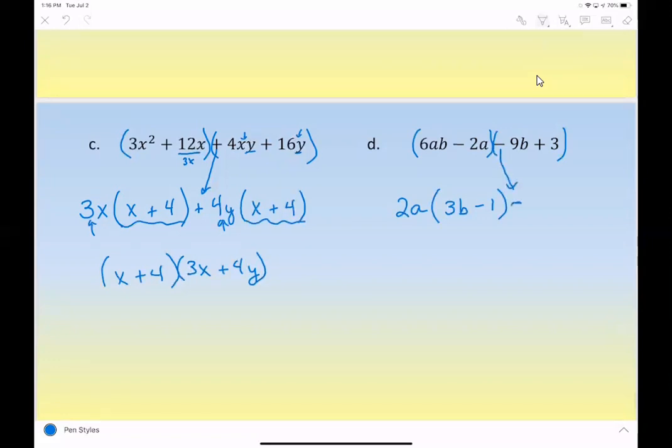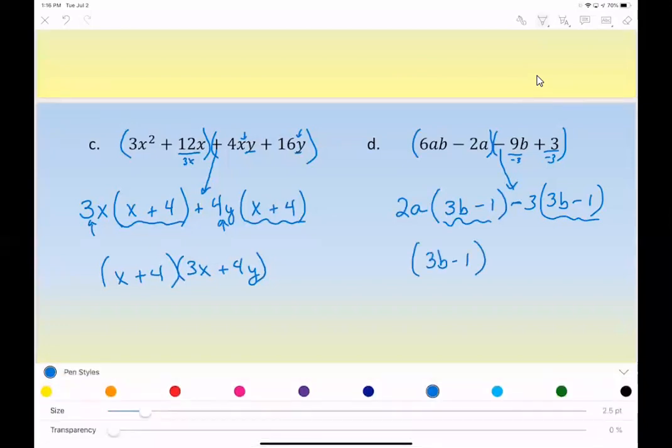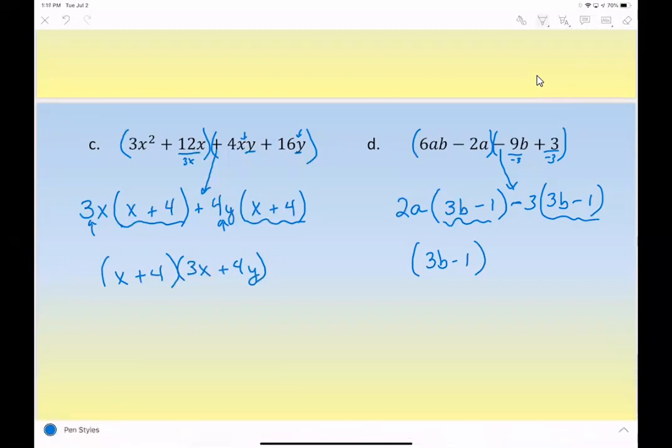And it looks like 3 is the common factor, so we're going to have a negative 3. I'm going to put a parentheses, and then I'm going to divide. And I'll write it under here so you can see negative 9b divided by negative 3 will be a positive 3b. And then 3 divided by negative 3 will be a negative 1. These match now. So we're going to write 3b minus 1, since it's the GCF. And then in the second parentheses, remember we put what's in front, which is 2a minus 3.